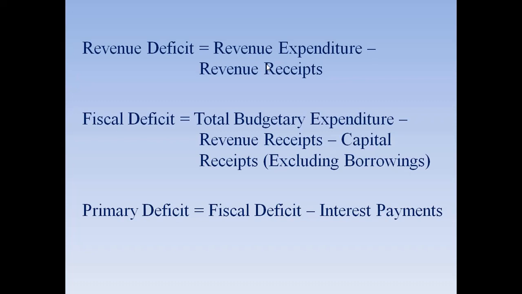Now fiscal deficit. Now the fiscal deficit equals total budgetary expenditure minus revenue receipts minus capital receipts, excluding the borrowings. Excluding borrowings, whatever the capital receipt has been gained by the government. Total budgetary expenditure minus revenue receipts minus capital receipts. So please learn the formula at least. You must learn the formula.